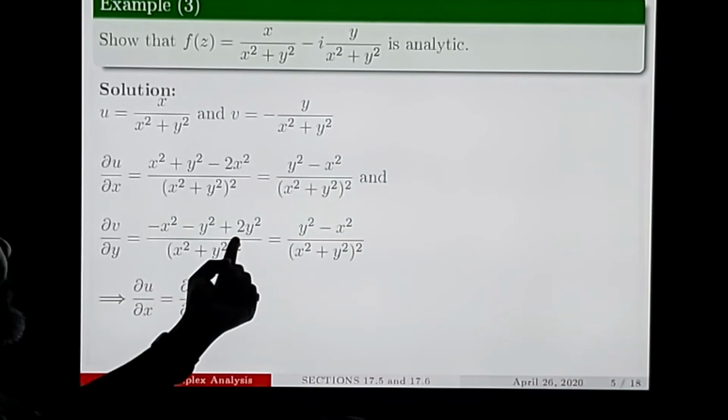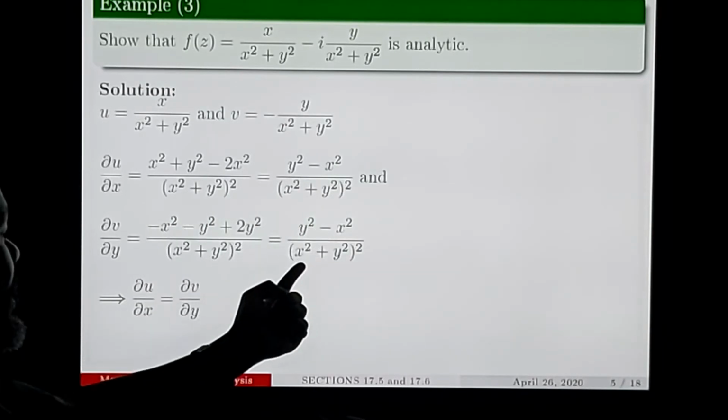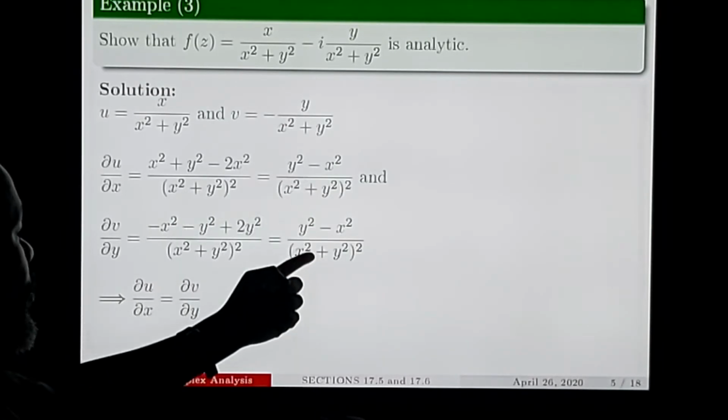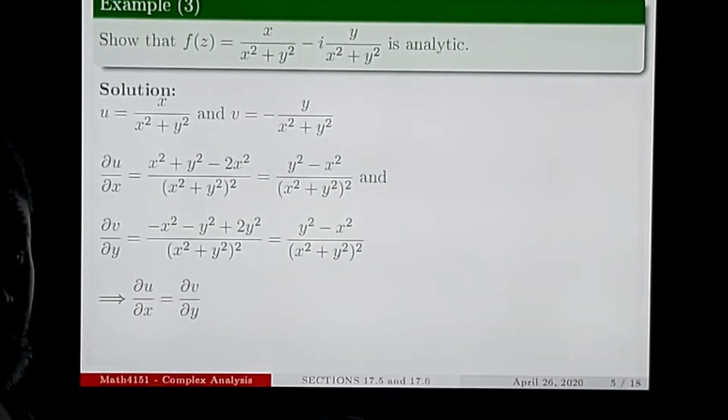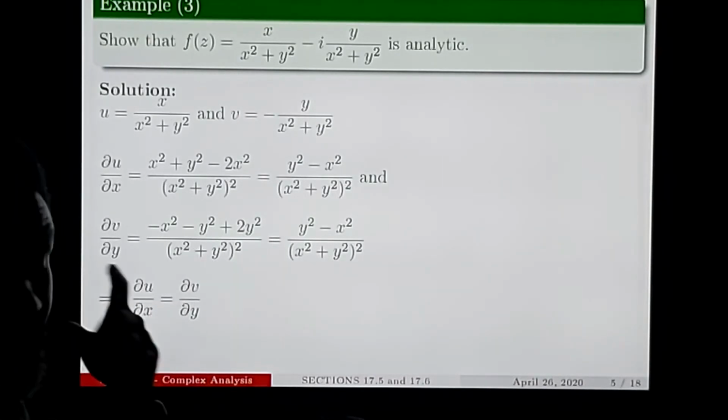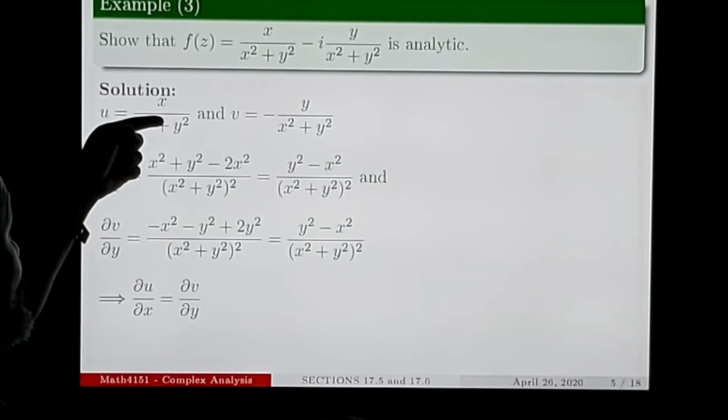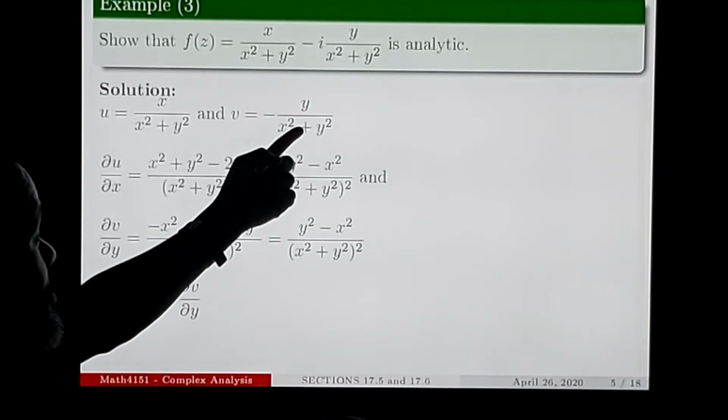And so now this simplifies into y squared minus x squared over this, which equals this. So these two are equal. So the first set of the Cauchy-Riemann equations is satisfied. Now we need the partial derivative of this with respect to y, and then this with respect to x.